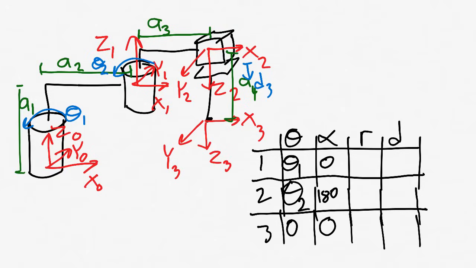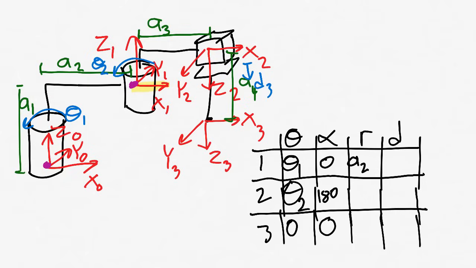Let's look at r. r is the displacement between the two frames in the xn direction. So for row 1, we're going to look at the distance between the center of frame 0 and the center of frame 1, specifically in the x1 direction. The distance between these two frames in the x1 direction is a2. So r in the first row is a2.